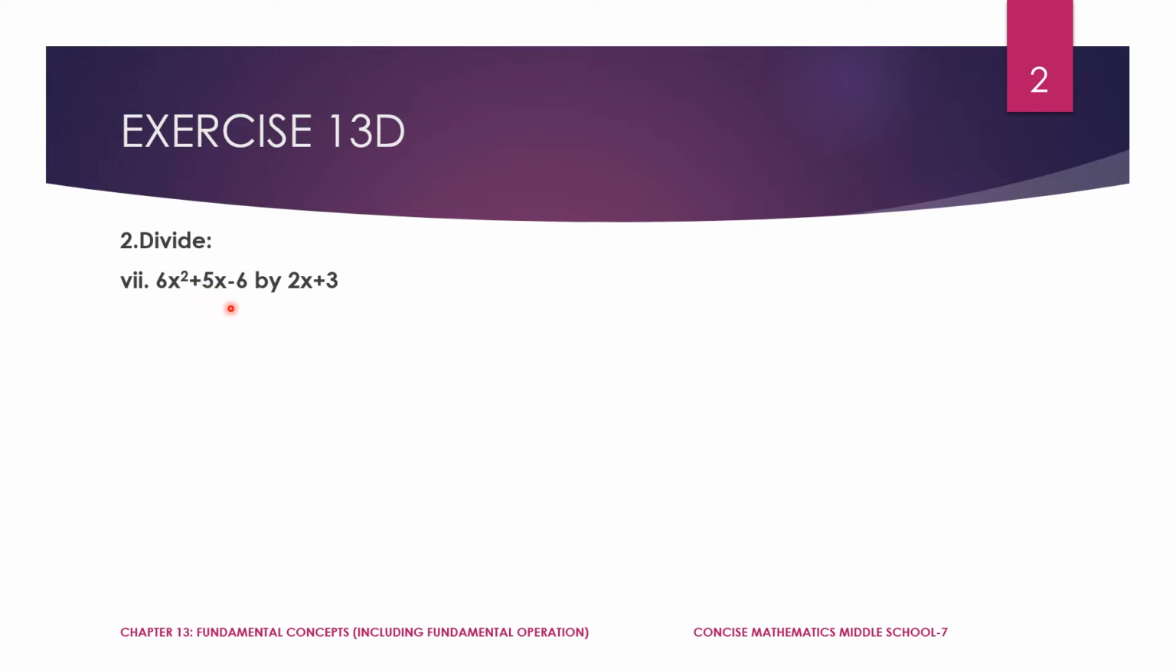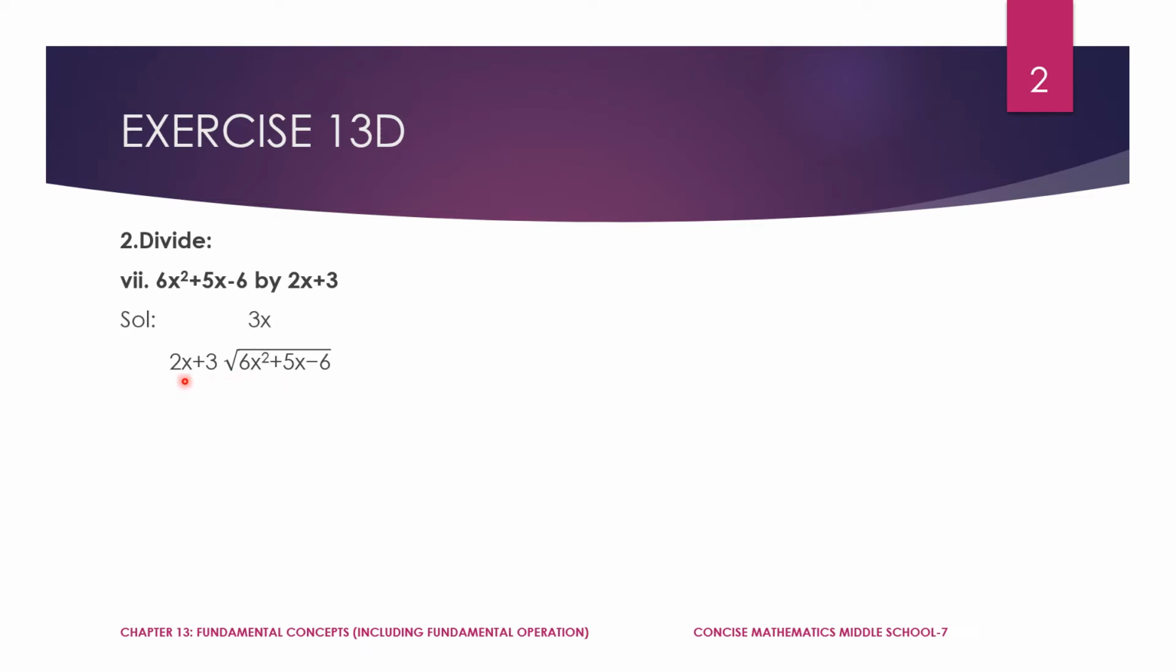Here it is a trinomial. They have given a trinomial expression and we have to divide it using a binomial expression. It is also called a polynomial divided by another polynomial. While dividing them, we use the long division method. Here, this is the divisor and this is the dividend.